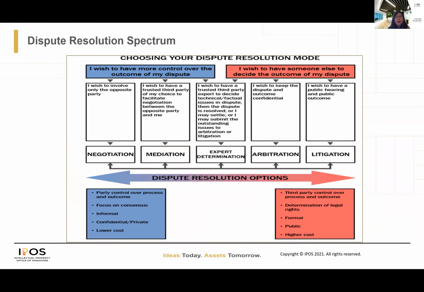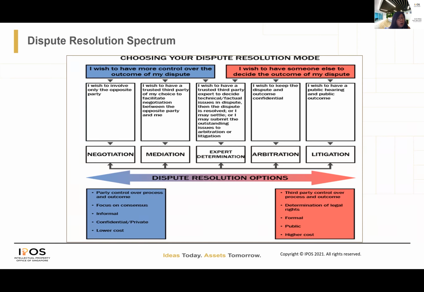Now, right at the other end of the spectrum, on the blue side, you can see it is negotiation. I'm sure most of you are well aware of negotiation. Essentially, parties can try to negotiate their dispute. In terms of party control over the process and outcome, there is no third party involved. Both parties on opposite sides have absolute control over the process and outcome. There are no rules and regulations to tell you how to resolve your dispute.